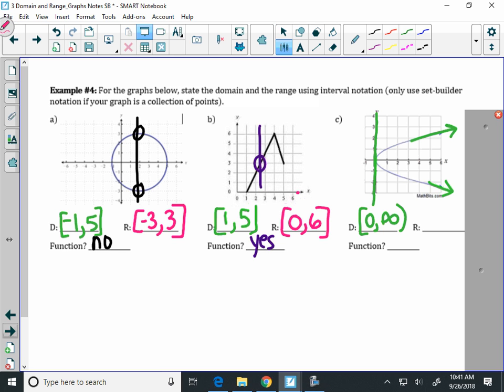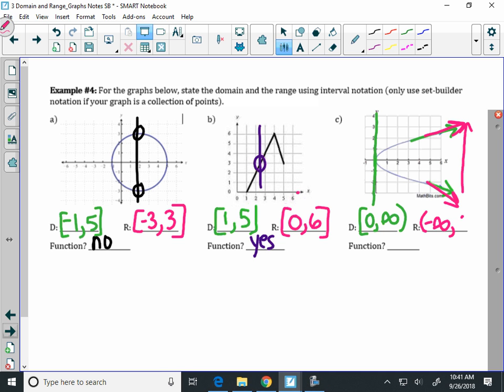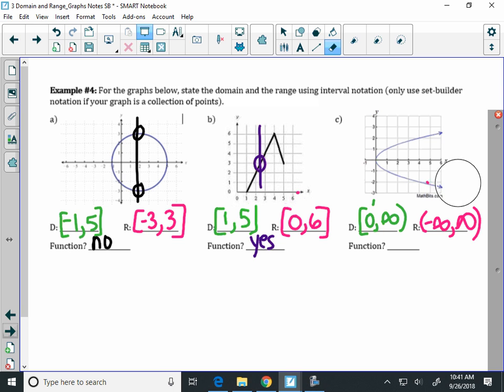Now my range, this bottom arrow is going down forever, which means your range is stretching from -infinity, down low, all the way up forever to +infinity. Get parentheses with infinity. Now we need to decide if this is a function. So we do the vertical line test. If I draw a line, it goes through twice, so this is not a function.